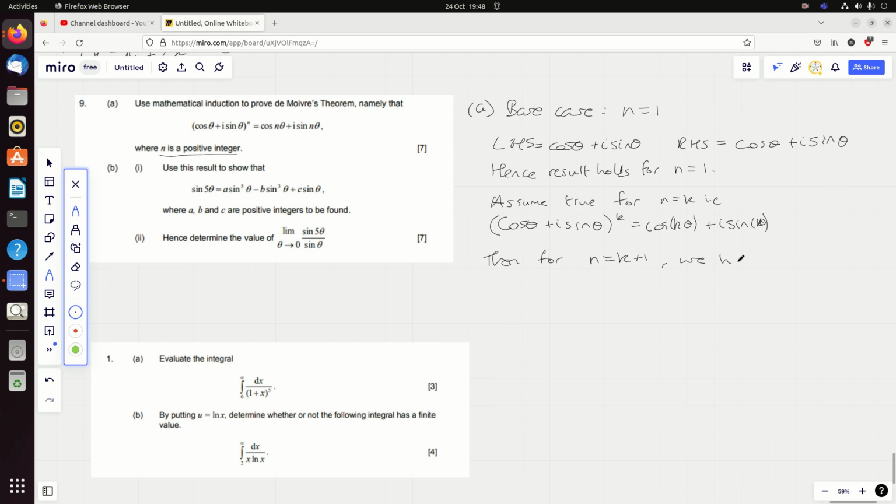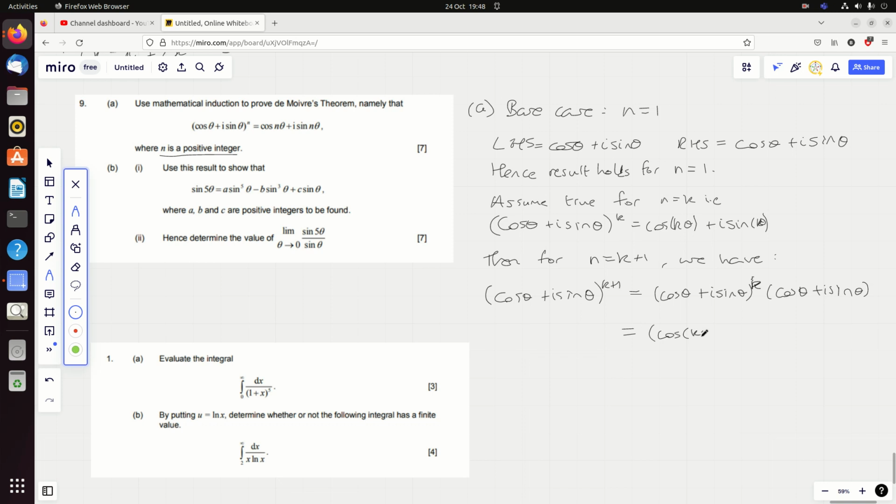we have, what do we have? Well, we're going to have cos theta plus i sine theta to the k plus 1. And now you always use the result which you assumed true in a proof by induction. If you're not using the result which you assume true, you're doing it wrong. That's to the power of k, and then we're going to multiply it by cos theta plus i sine theta, and writing it like that allows me to use the result I assumed true.